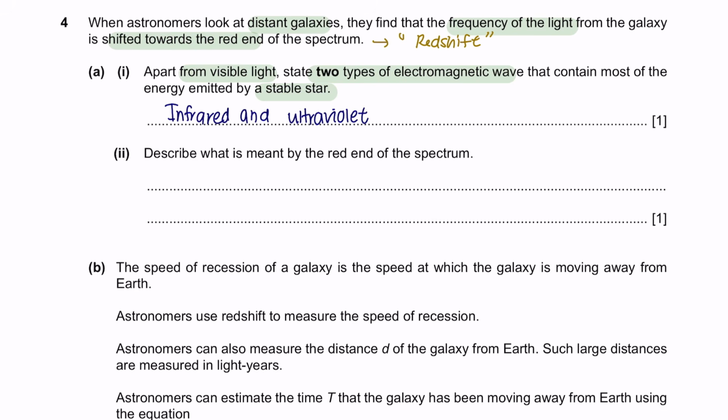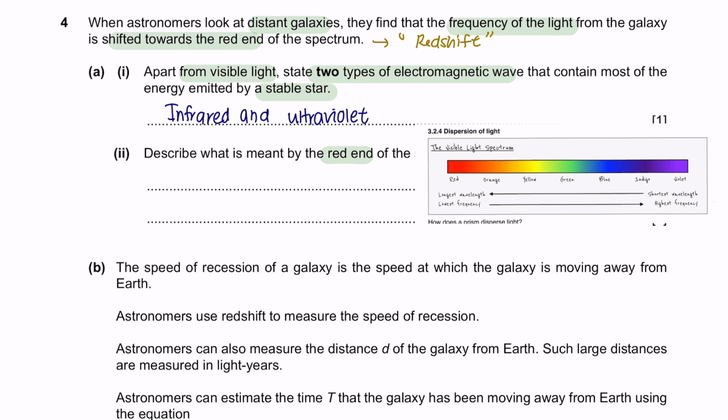Part 2. Describe what is meant by the red end of the spectrum. According to the dispersion of light, you will have different shades of color from red until violet. And the red end means that it has the longest wavelength or the lowest frequency. So you can write either one of these.